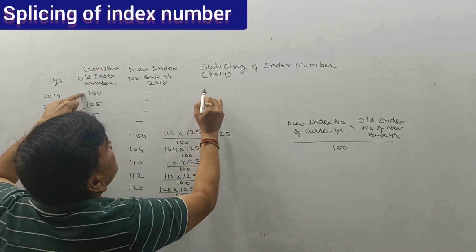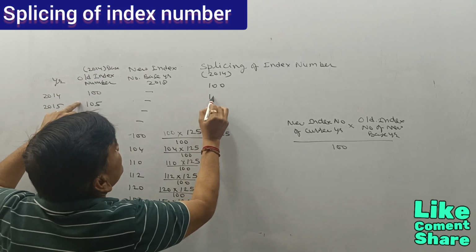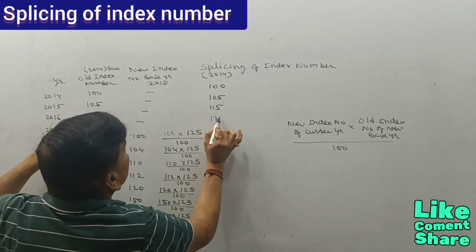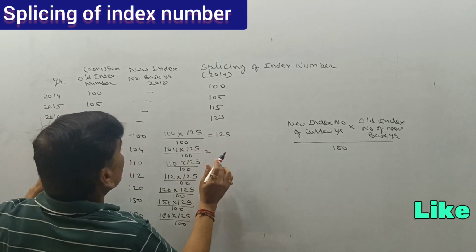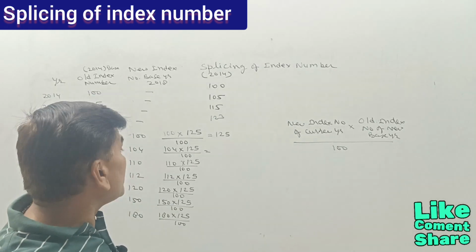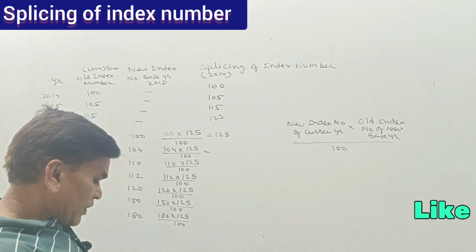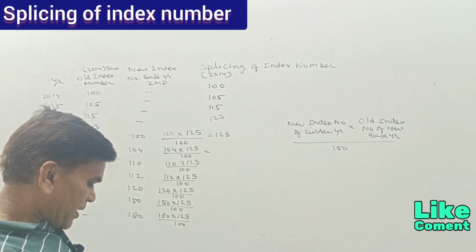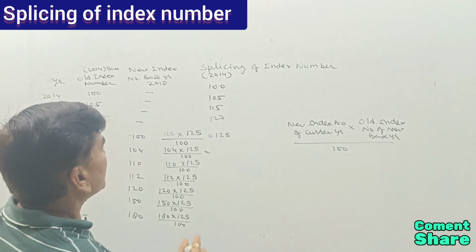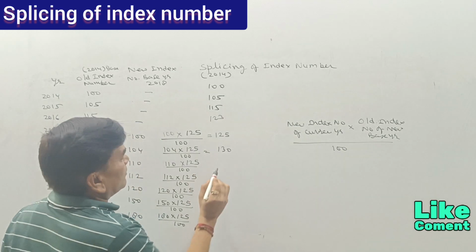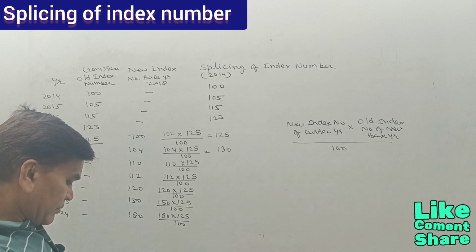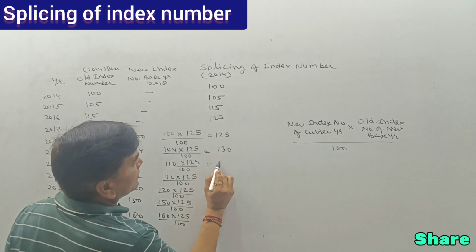So the first one is 100, the second one is 105, the third one is 115, the fourth one is 123, and the fifth one will be 125. Now the next will change: 125 times 1.04, that is 130, and then 137.5.